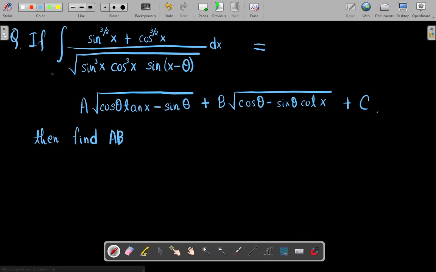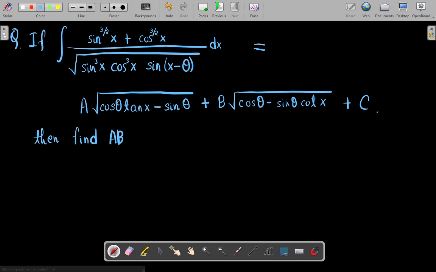Hello everyone. In this question, we are asked to find the integral of (sin^(3/2) x + cos^(3/2) x) upon the square root of the product of sin^3 x times cos^3 x times sin(x − θ) dx. In this integral, the variable is x and θ is a constant.